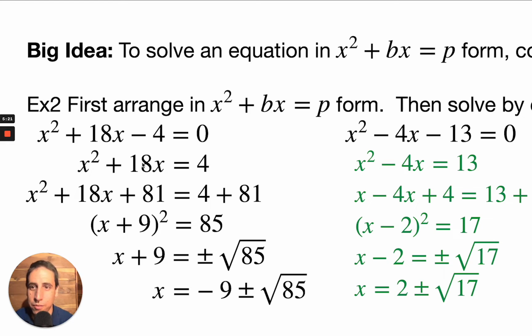Now that we've added 81 to both sides, we've got a perfect square trinomial. We've forced it to be a perfect square trinomial. And that's where a equals x and b equals 9. So x plus 9 squared is equal to 4 plus 81, which is 85. Taking the square root of both sides, we get that. And then subtracting 9, we get that.